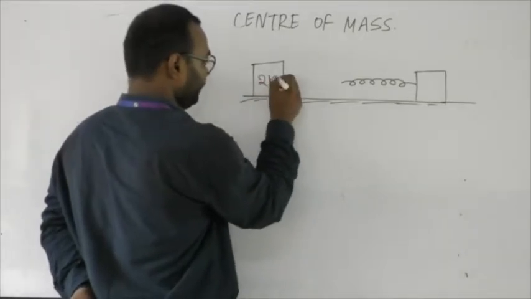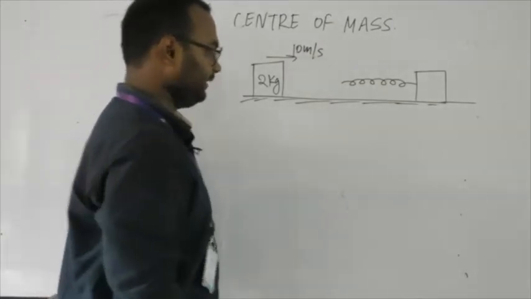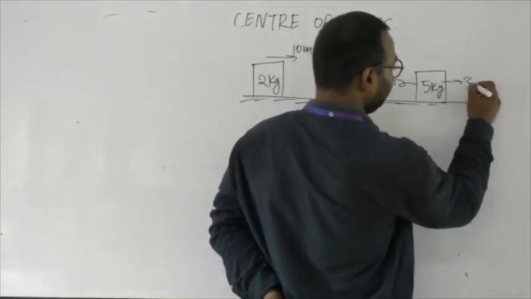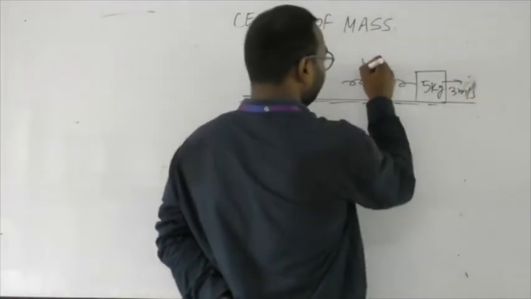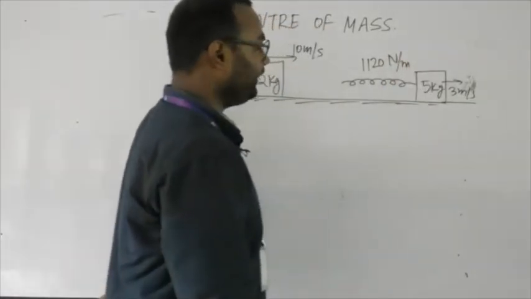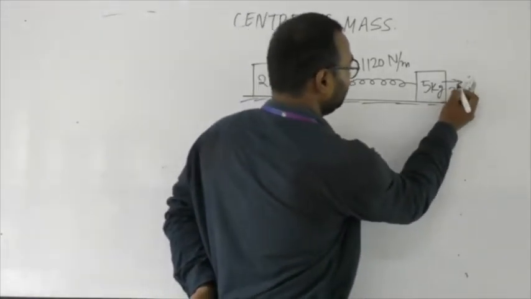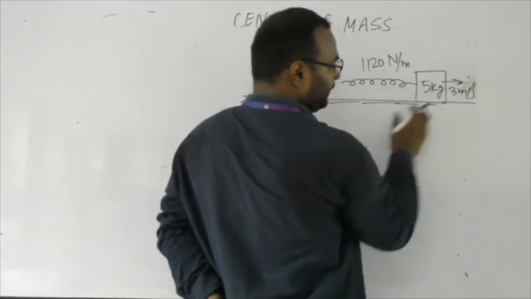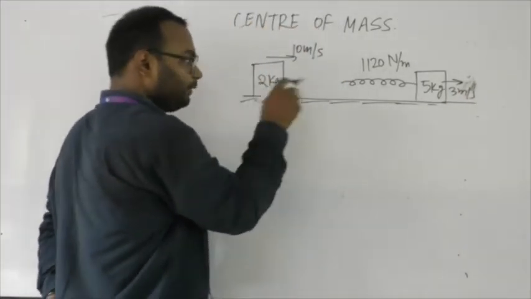Suppose this is a 2 kg mass going with 10 meter per second. This is a 5 kg mass going with 3 meter per second. This has a spring constant of 1120 Newton per meter. Now, this is going with 10 meter per second, this is going with 3 meter per second, so there is a velocity of approach. That means they will go and collide.